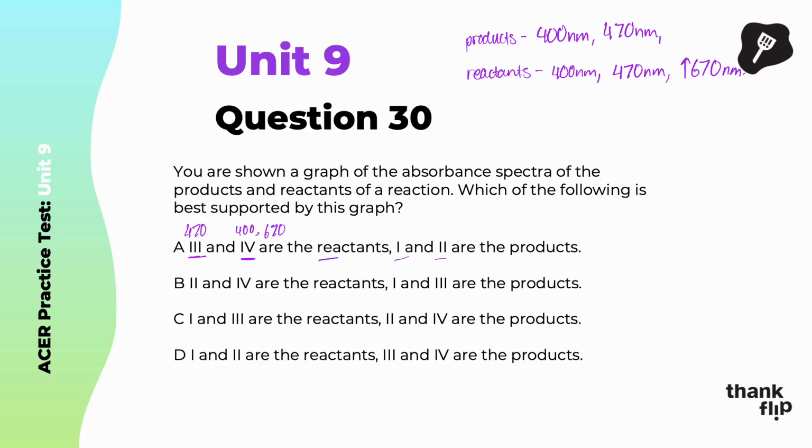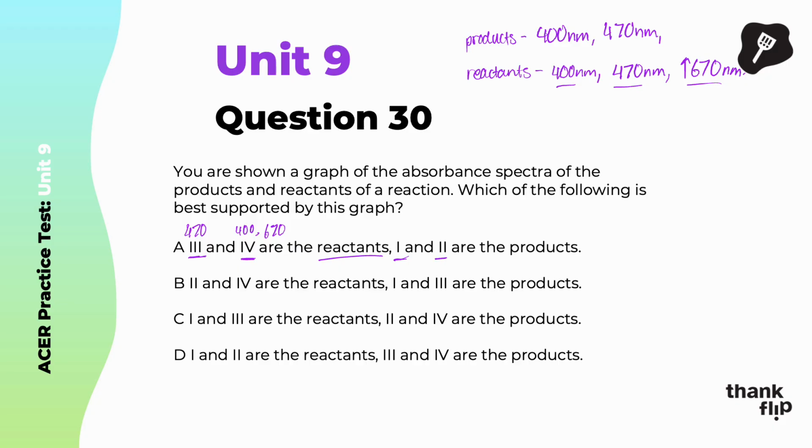All right. And so this is reactants. Now we have to look at whether this matches up. So with our reactants, we have a peak at 400, a peak at 470, and a peak at 670. So this could make sense, okay? But let's look at the products. So we have 1 and 2 being the products.